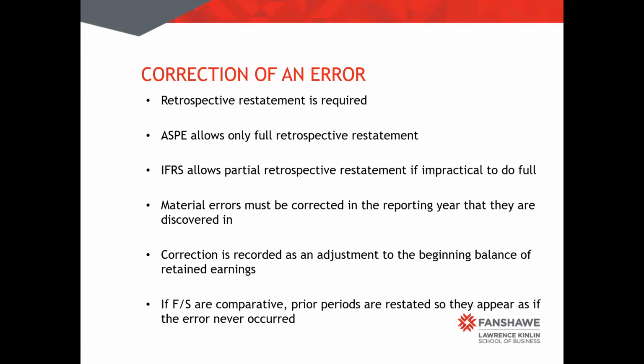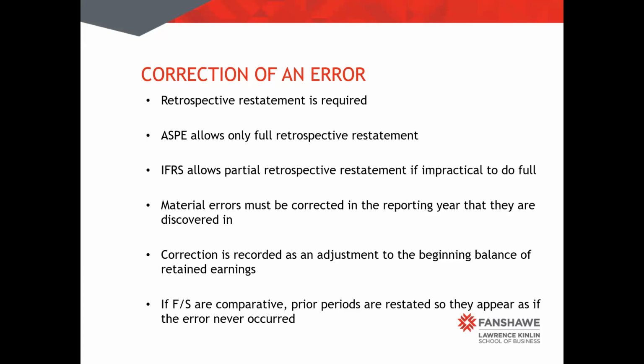So when there's an error, you have to go retroactive. Okay, ASPE only allows a full retrospective restatement. So you have to affect every year that's impacted and displayed. IFRS allows partial if it's impractical to do full. So maybe you don't know all the moving parts, but you know some, you would apply as much as you could. Material errors must be corrected in the reporting year that they're discovered. So if you find an error now and it's material, you need to report it now and correct it accordingly now. You can't hold it for future years.